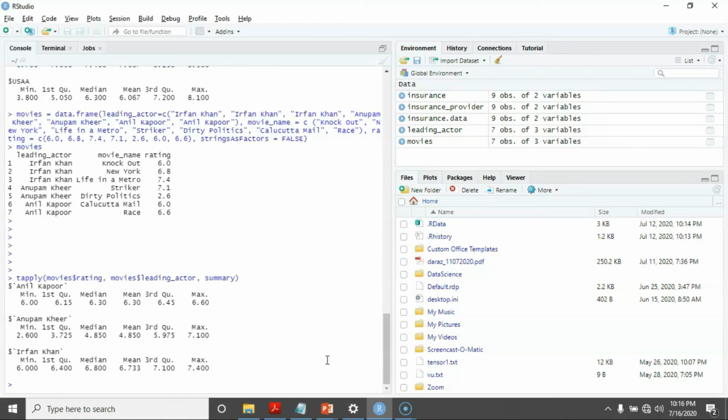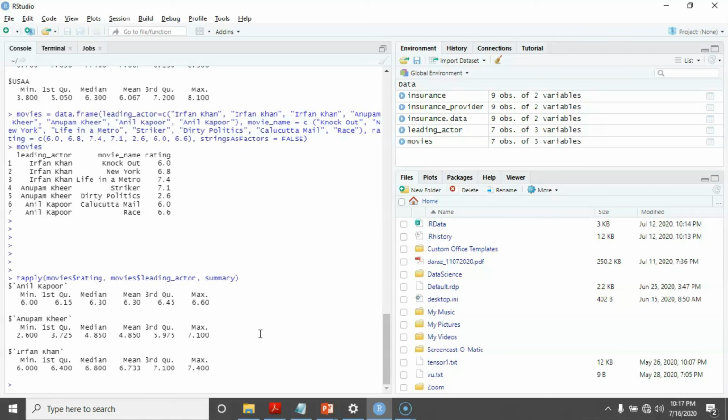Okay, fine. If you go for Anupam Kher, the maximum is more than Anil Kapoor's maximum. The minimum is much lesser than that. So our mean, which was 6.30 in the previous case, is here 4.850. So the deviation is quite large. In Anil Kapoor's case, the deviation is much less. In the case of Anupam Kher, the deviation is much more than that. And of course, the mean is also good for Anil Kapoor.